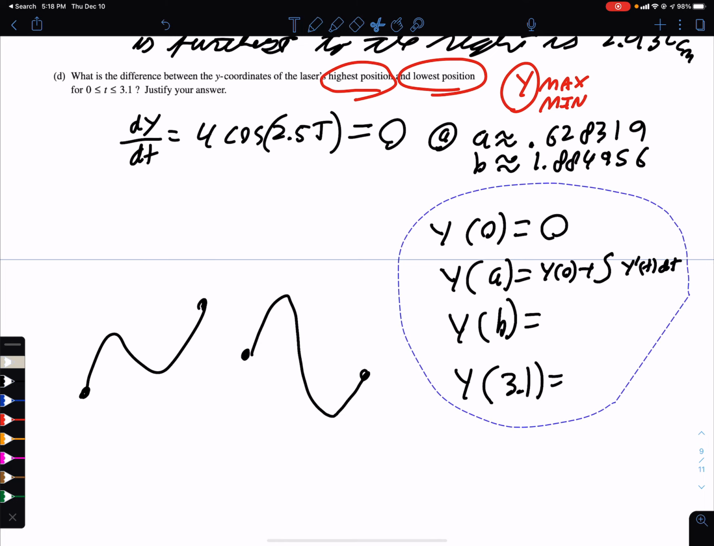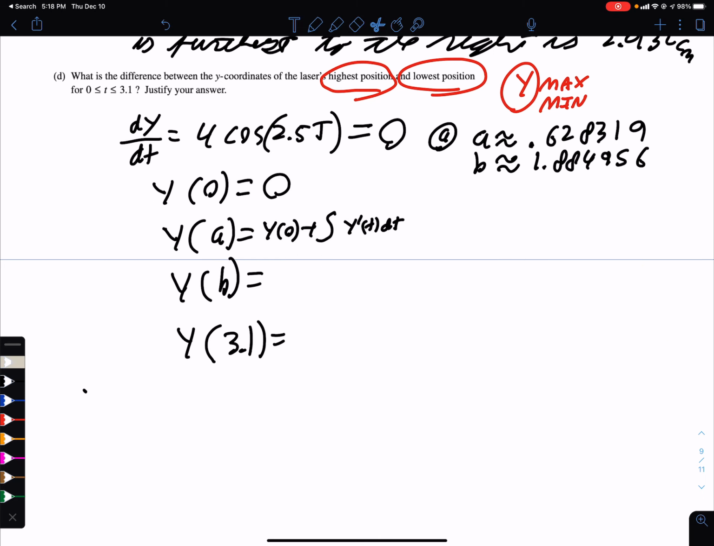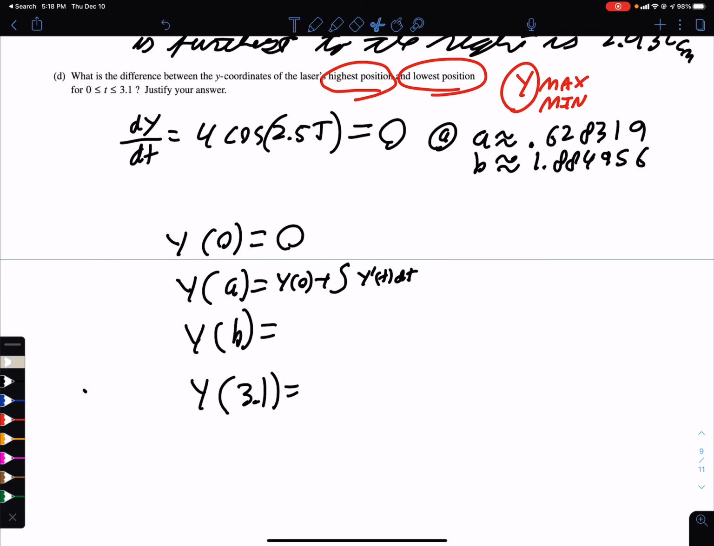I need to, wait, first of all, let me get rid of these. Get rid of these, give myself some room. Then I'm going to take that and scoot it over, give myself lots of room. Right there, I like that.